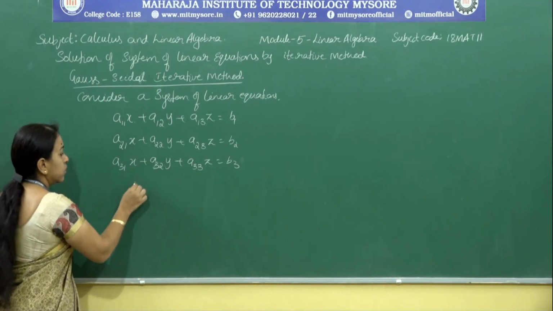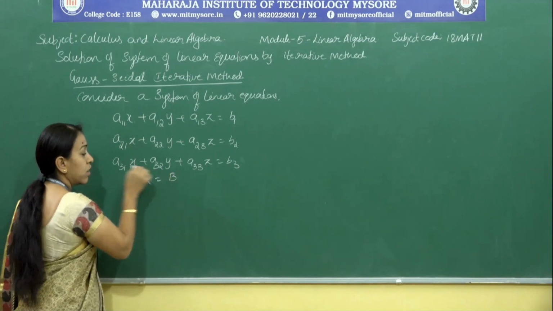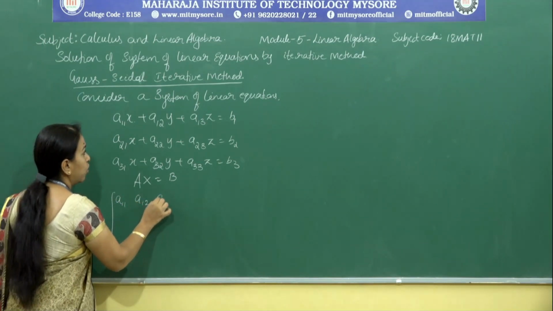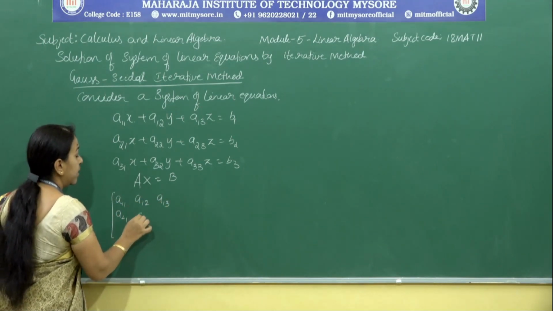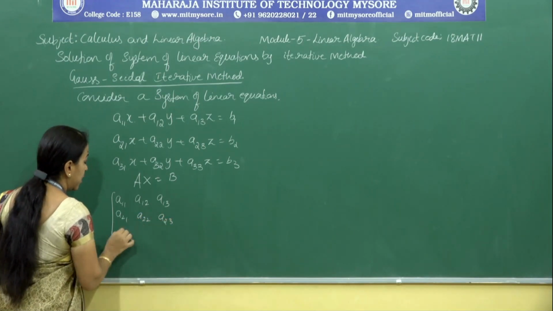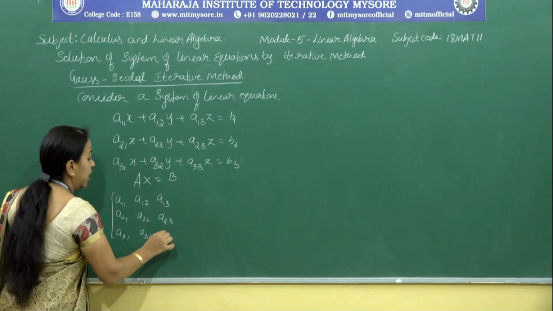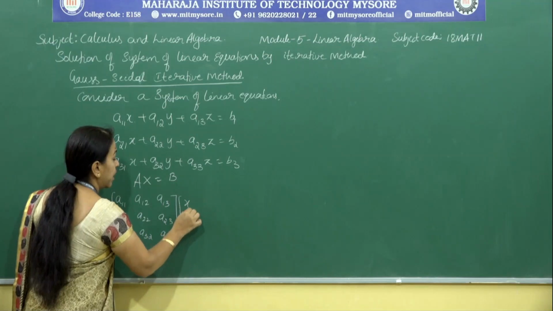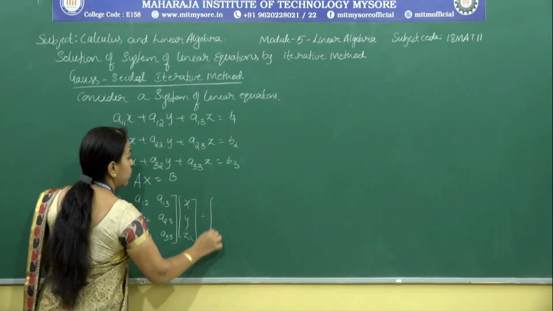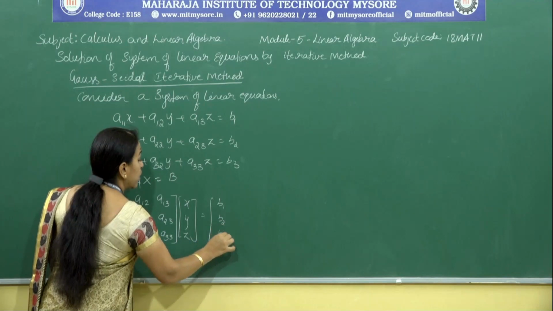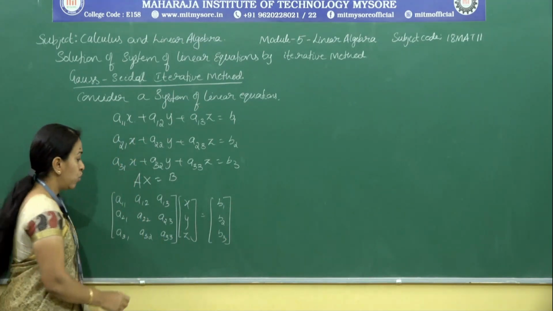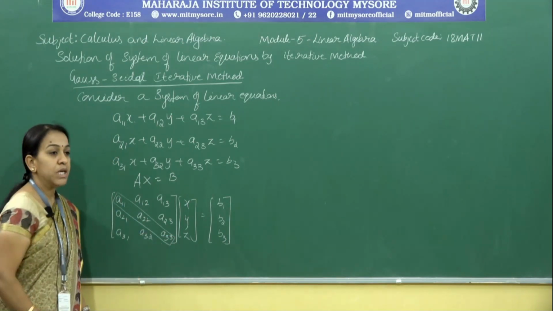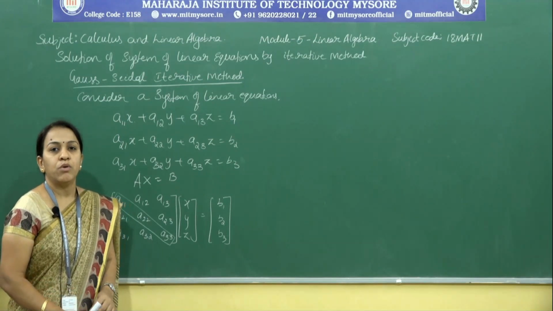So let me write that. This can be written as AX equal to B. If I write the matrix, A11, A12, A13, A21, A22, A23, A31, A32 and A33 is the coefficient matrix A, and matrix X is given by x, y, z, and it is equal to the matrix B with entries B1, B2 and B3. So when we have numerically larger coefficients along the principal diagonal, we use the Gauss-Seidel method.